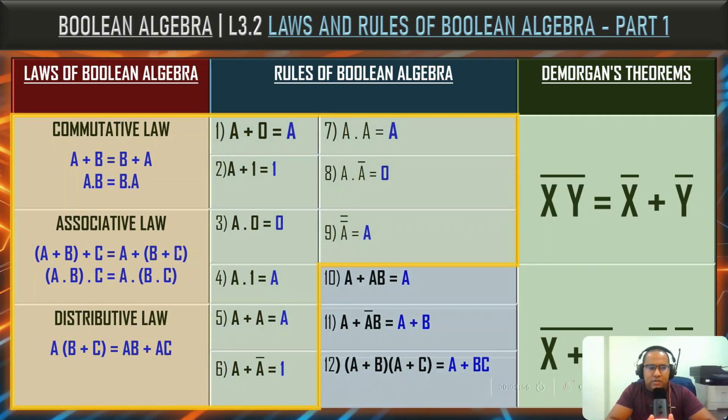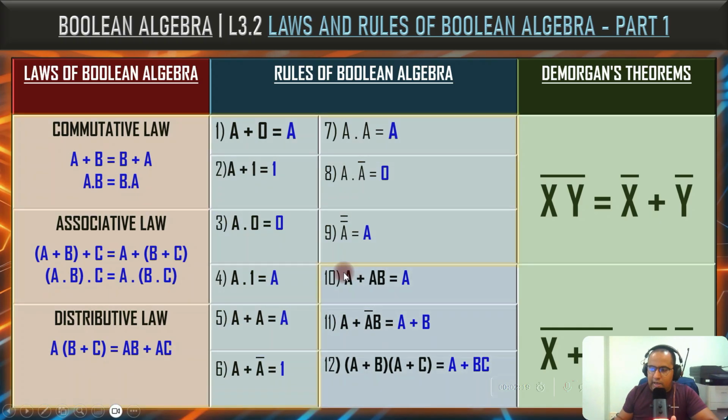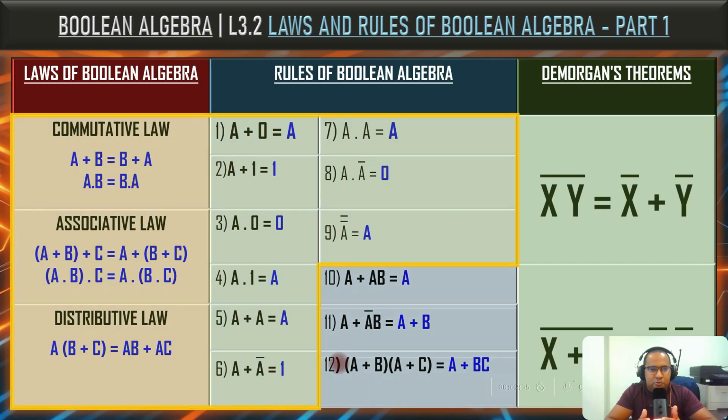In the next lesson, we'll continue this topic by studying the last Boolean rules, that is, 10, 11, and 12. These rules involve expressions with multiple variables and require the concepts we built in this video.